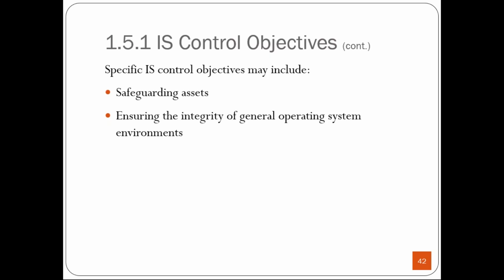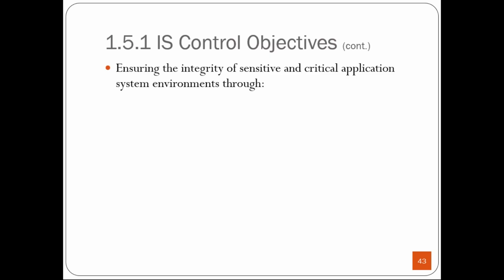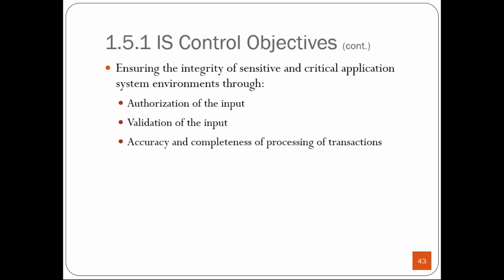So if you are paranoid about your operating environment, you want to over-focus on general operating system environments. You want to really, really look at the computer operations center. You want to be sure that your operating system is up. When the operating system is down, everything's down. The sensitive and critical applications, you want to make sure that all input is authorized and validated.